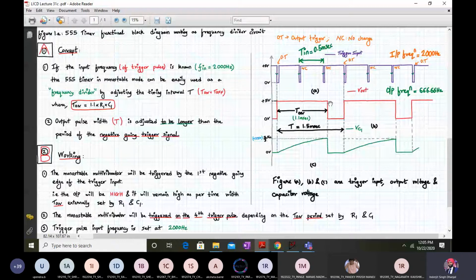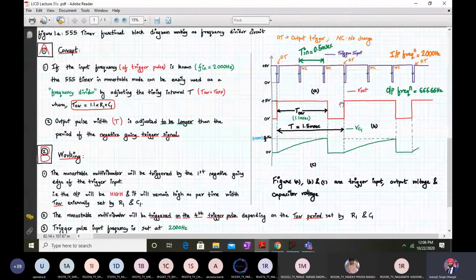The monostable multivibrator will be triggered by the first negative going pulse over here. Here I have written OT, that is output triggered. The output will be high and it will remain high as per the time width T on set by the external components R1 and C1. Now the monostable multivibrator will next be triggered by the fourth trigger pulse, depending upon the T on period.